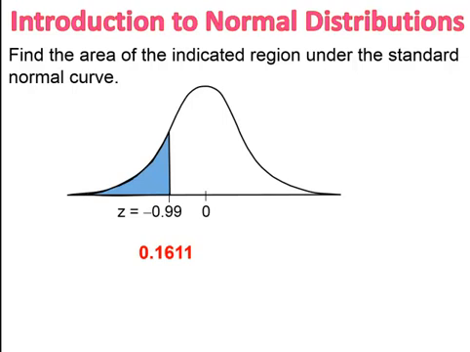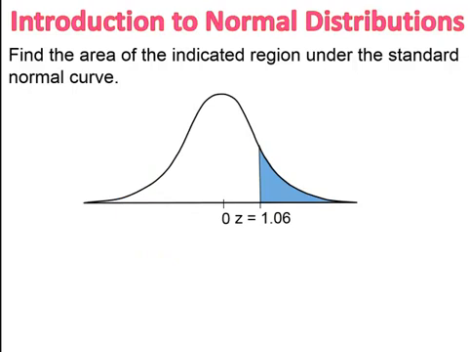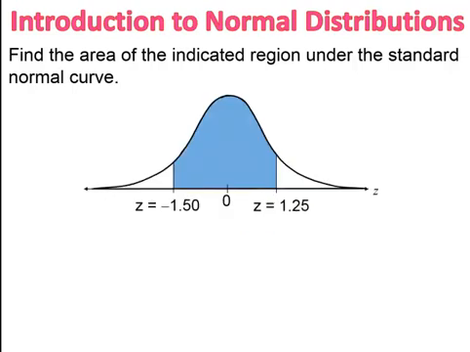Pause and try. So again, the shading is to the left, so you end up with a standard value of 0.1611. Pause and try. So in this case, you end up with 0.1446. Pause and try. So in this case, you should have ended up with 0.8275.